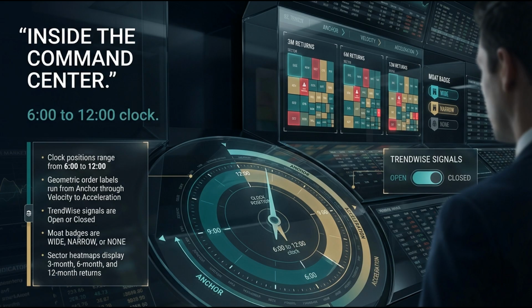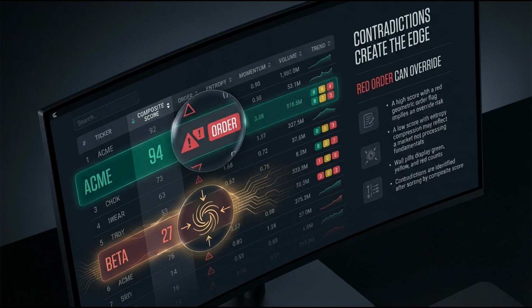You sort the entire universe of equities by their composite score, and then you systematically scan for contradictions. Contradictions between the layers. Yes, this architecture enforces total, unapologetic objectivity. Think about what that actually means in practice. If you observe a high composite score paired with a red geometric order flag, the dashboard is mechanically signaling an impending override. It's a warning light. It forces the practitioner to recognize that the structural integrity of the trend is failing, entirely preventing emotional attachment to a deteriorating asset. The rules are visually encoded so they cannot be ignored.